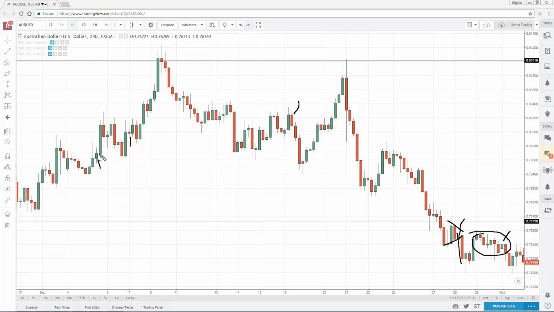Okay, so by now I think you should be familiar with what a harami is, and the implication of this is that it's telling you that the market is going through, or possibly going through, a volatility contraction. You can expect volatility to expand or pick up if the price does break out of any significant level.